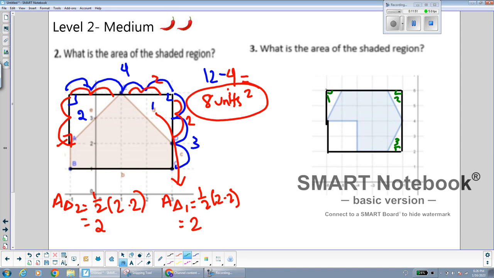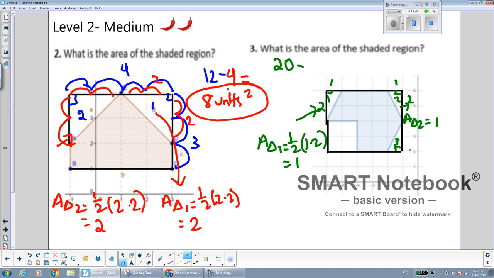So the whole is 1, 2, 3, 4, 5. 1, 2, 3, 4. 5 times 4 is 20. Minus, let me find the area of triangle 1. So that's 1/2. The base is 1. The height is 2. Half of 2 is just 1. Next is the area of triangle 2. Once again, it's 1 by 2, so the area is going to be the same as triangle 1, which was 1.